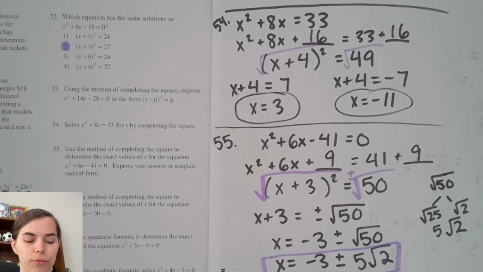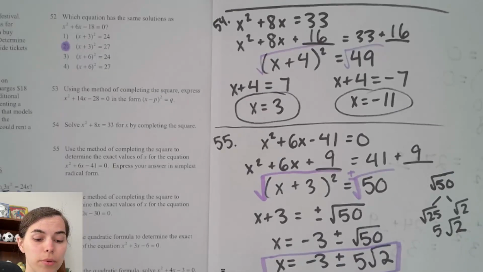So there's our final answer. Don't forget to include the plus and the minus because there are 2 answers in this problem. There are 2 answers. One is negative 3 plus 5 square root of 2. The other is negative 3 minus 5 square root of 2. So that's how we would do completing the square when we don't get such a nice number.